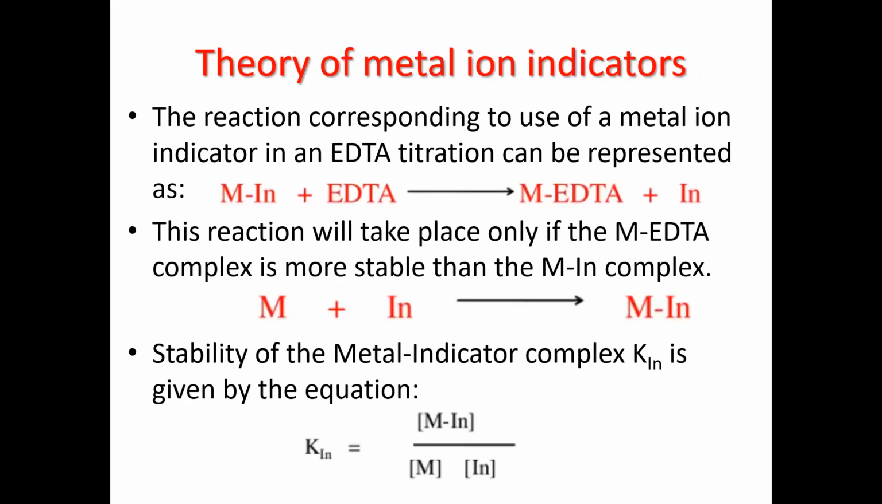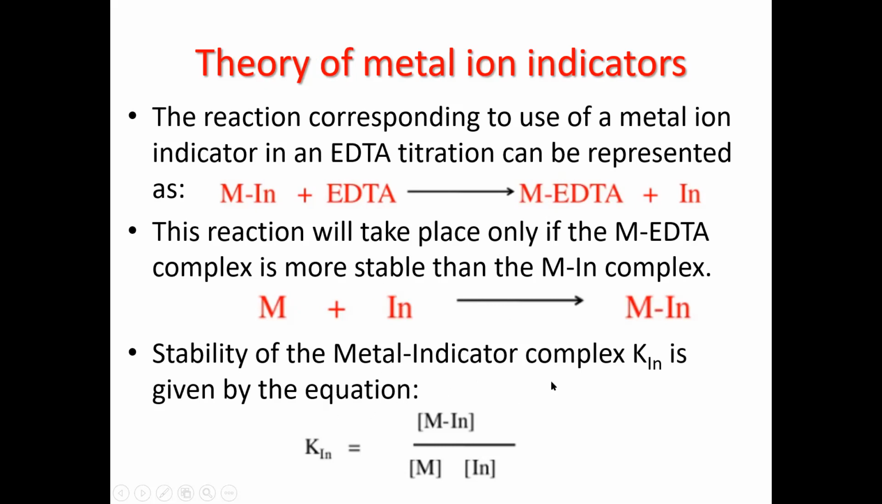So what's the theory of this metal ion indicator? I'm going over it again for emphasis. So this is your metal, and you have added a few drops of your indicator, and this is your titrant, your EDTA. What we expect is that the EDTA will replace the indicator to now have metal EDTA complex, and your indicator will be separated. But this reaction would only take place if this complex is more stable than the metal indicator complex. If this is more stable, your EDTA will not be able to strip off the indicator from the metal ion that it has complexed with.